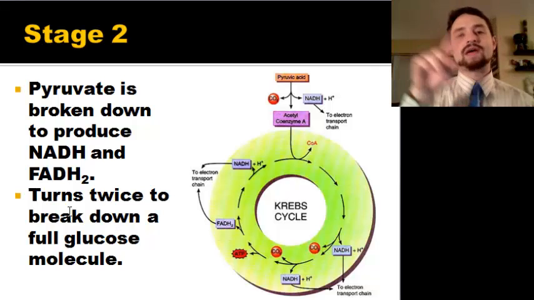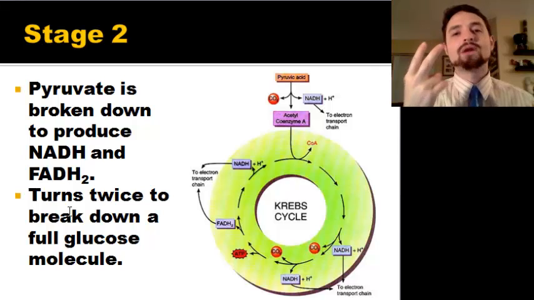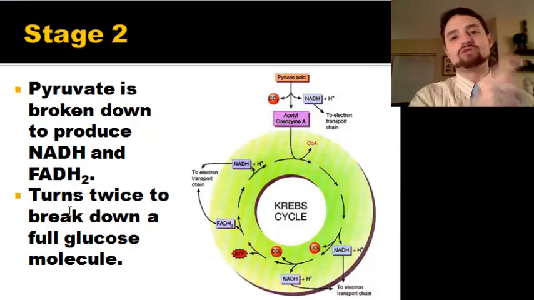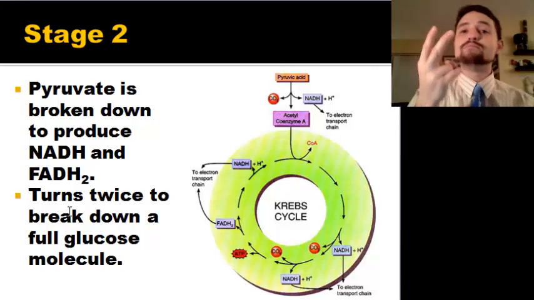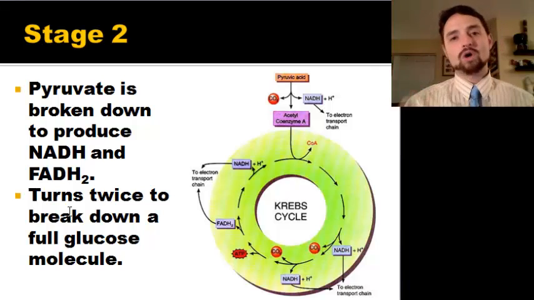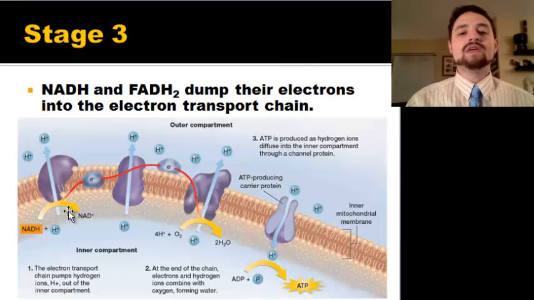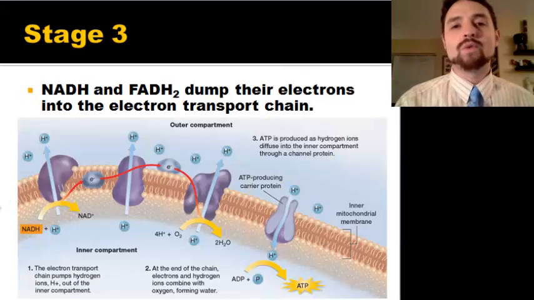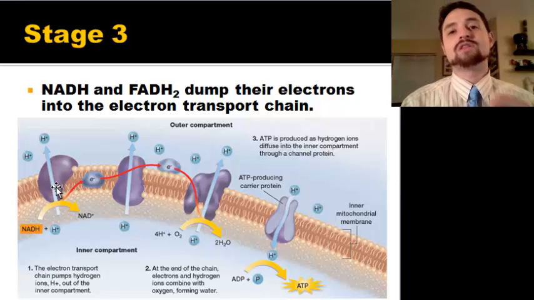This Krebs cycle has to turn twice to break a molecule of glucose down, because glucose was broken into 2 pyruvate. Both of those pyruvate will go into the Krebs cycle, so it will turn 2 whole times. Then NADH and FADH2 will dump their electrons into the third stage, the electron transport chain.